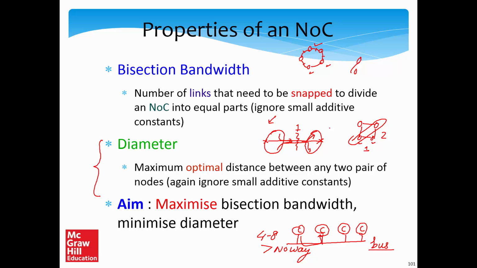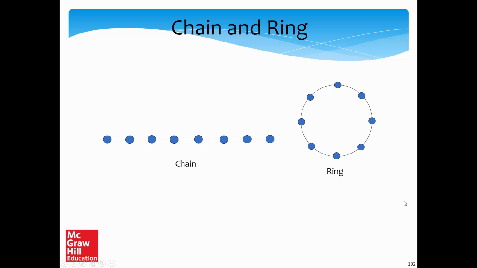So our aim is to maximize the bisection bandwidth such that no single link gets clogged, and simultaneously minimize the diameter such that it is possible to go from any end of the network to any other end very, very quickly. So in terms of network topologies, we have already seen a bus. I'll not discuss the bus once again. I'll discuss the chain and the ring, which are fairly simplistic topologies.